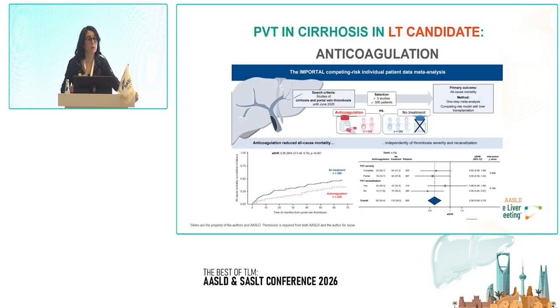What about anticoagulation? This is one of the individual patient data meta-analyses that we have out there evaluating the role of anticoagulation in this population. And the data that we can see here is that anticoagulation has a beneficial effect, and interestingly, it was associated with an improvement in survival, even if the patient did not achieve recanalization. So it seems that anticoagulation is doing something else that is beneficial for our patients, regardless of the recanalization of the thrombus.